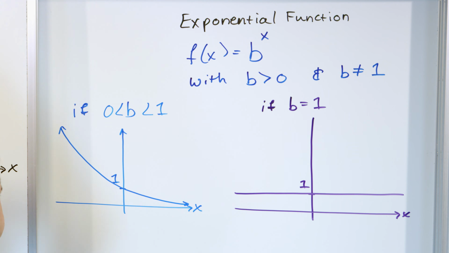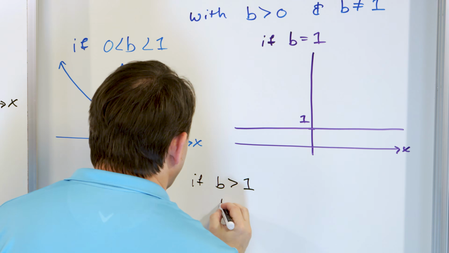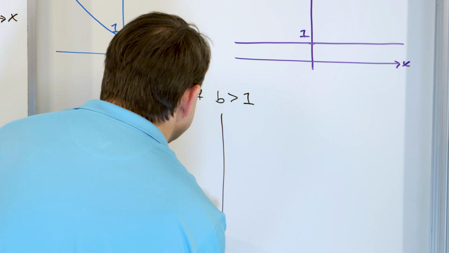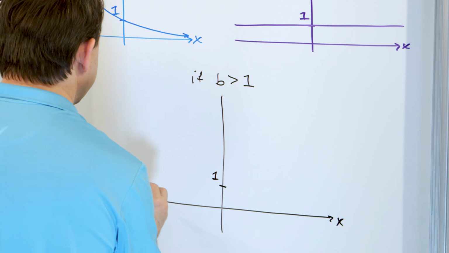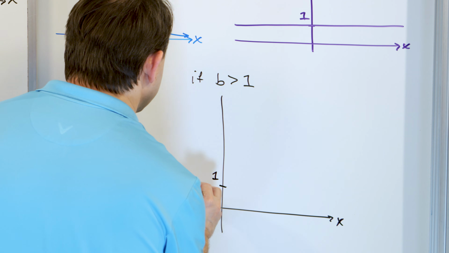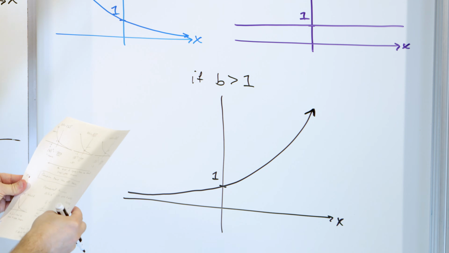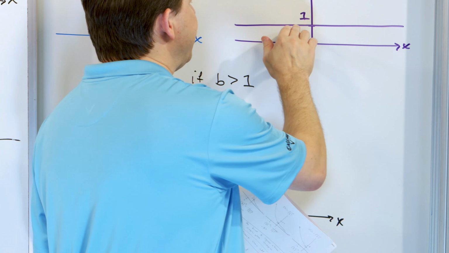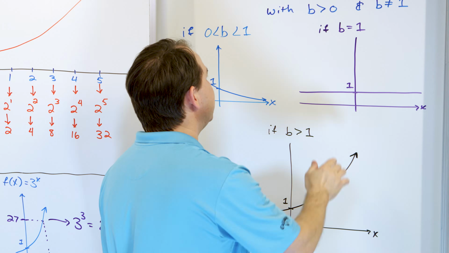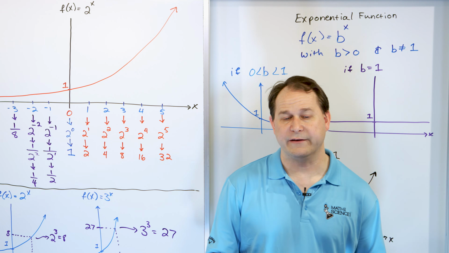And then finally, if b is greater than 1, what you get is that standard exponential function that we have already talked about, where it goes through 0, 1, starts off really, really small, goes through this point, and rapidly goes up high like this, bigger than 1. If you have a base of 1, it's not really an exponential function. If you have a base of 0, it's not an exponential function. So that's why those constraints are there.